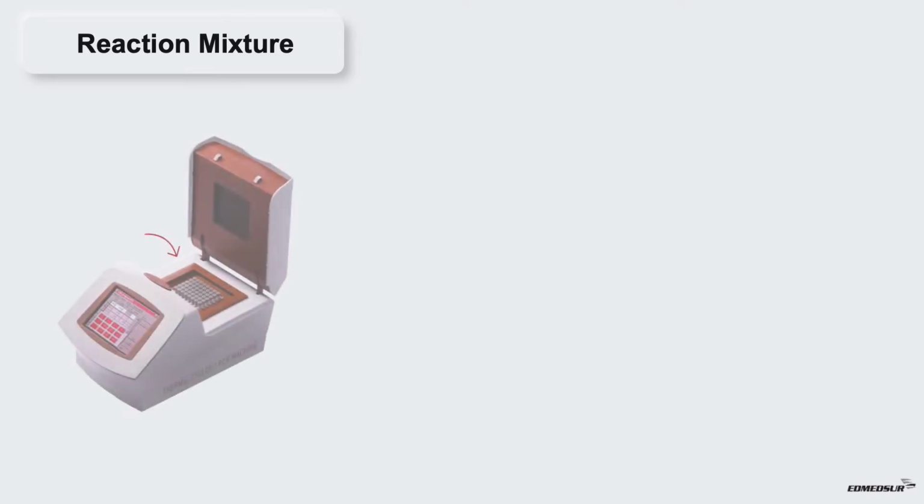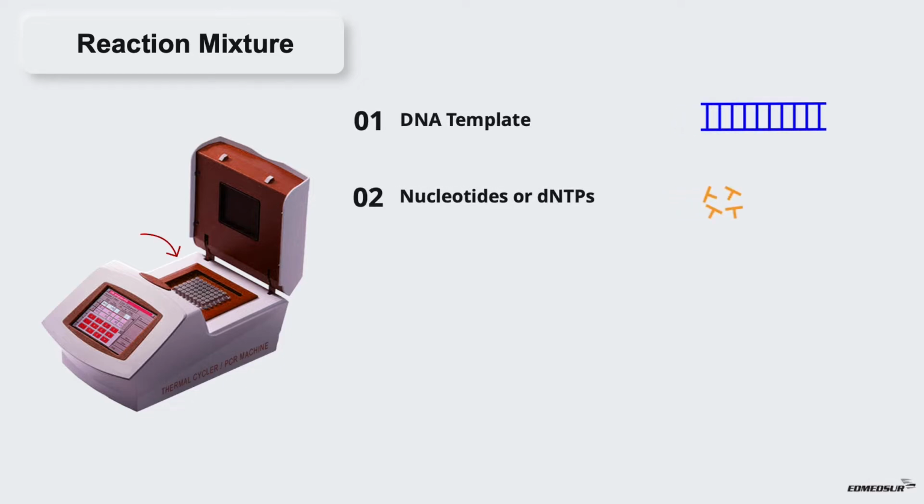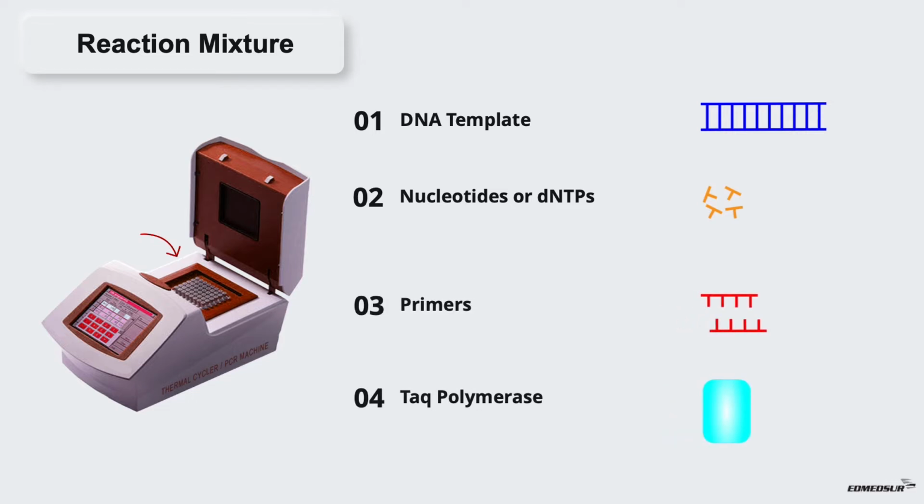Reaction mixture. Inside the PCR machine, we have these small tubes in which chemicals are added and reactions take place. Key ingredients of the mixture are DNA template, nucleotides or dNTPs, primers, and Taq polymerase enzyme. DNA template is the segment of original DNA which we want to amplify. Nucleotides or dNTPs are the basic building blocks used for DNA synthesis.